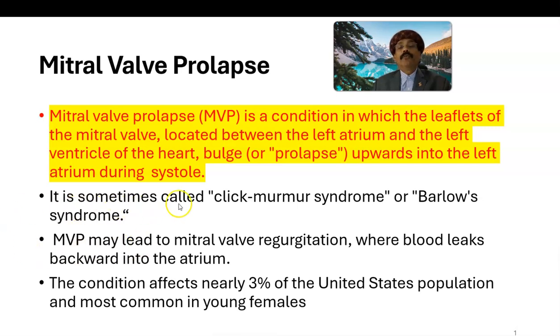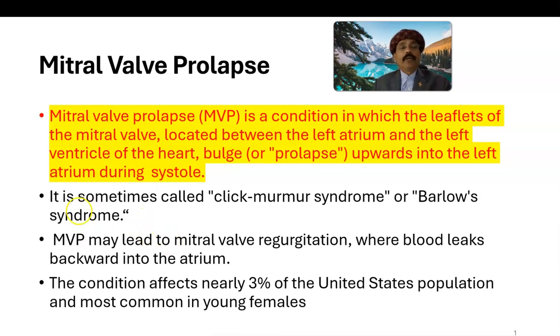Today I will discuss mitral valve prolapse. Mitral valve prolapse is a condition in which the leaflets of the mitral valve, leaflet meaning the cusp of the valve, located between the left atrium and left ventricle of the heart, bulge or prolapse upwards into the left atrium during systole. The mitral valve is also called the left atrioventricular valve, or bicuspid valve.